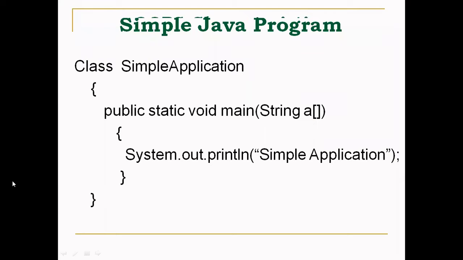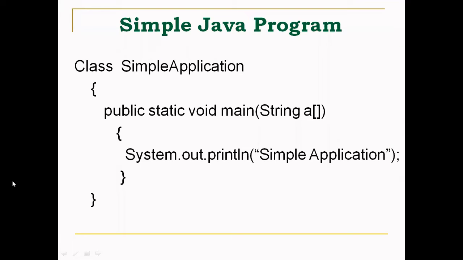Actually, System is a predefined Java class. That is a built-in class. Out is a predefined object which is defined inside the System class. Println is a method. System.out.println simple application simply prints the message simple application at the command prompt.